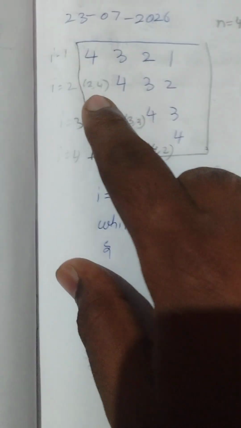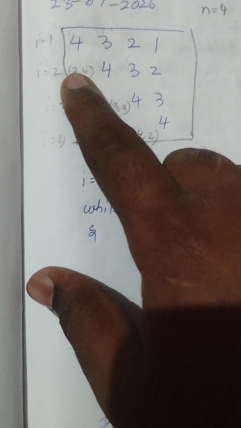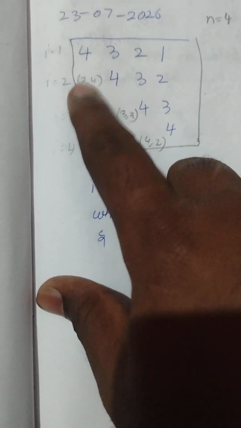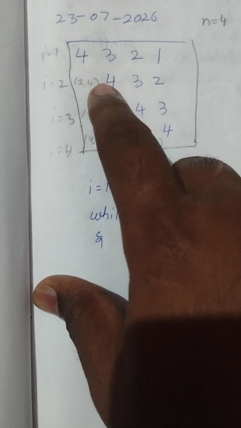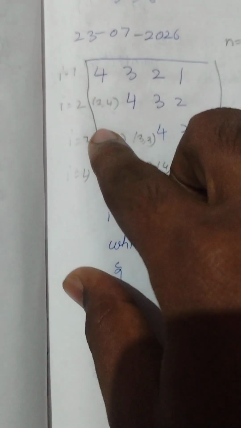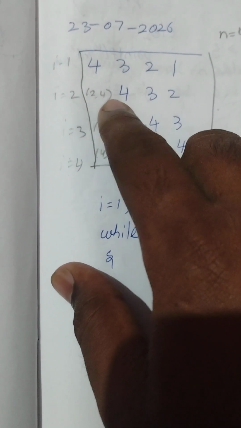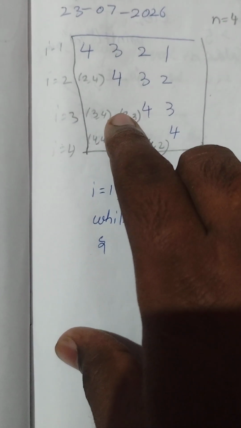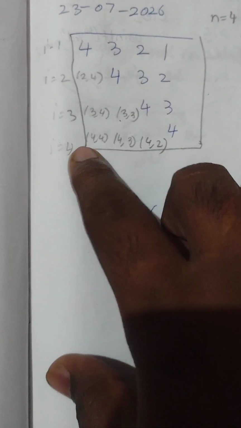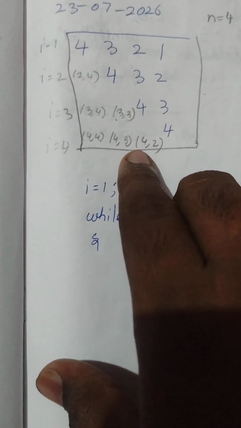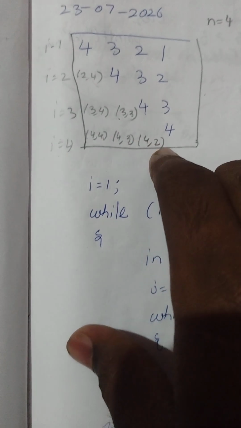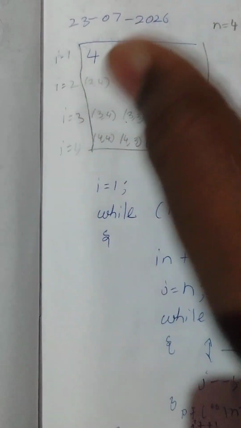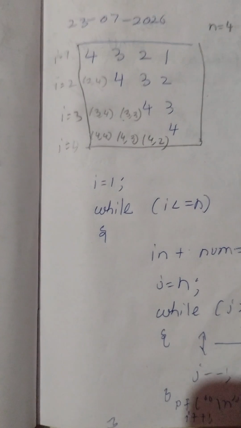So if you see here 2 comma 4, this represents a space. So the space index value is this. 2 represents i, 4 represents j. So 2 comma 4 is the index value of this space. If we add 2 plus 4, 6; 3 plus 4, 7; 3 plus 3, 6; 4 plus 4, 8; 4 plus 3, 7; 4 plus 2, 6. So the space values are always greater than or equal to 6.